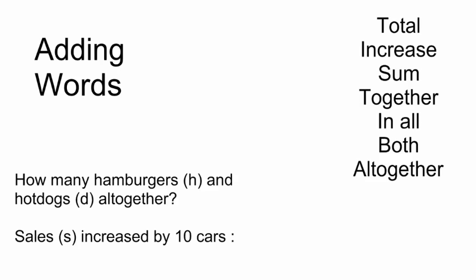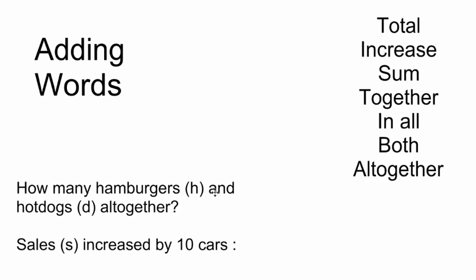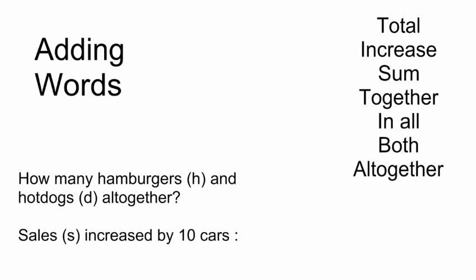So, let's look at some word expressions. How many hamburgers, which we'll use the variable h for hamburgers, and how many hot dogs, which we'll use d, all together. All together is an adding word, so we'll try to figure out h plus d. And that's going to represent how many hamburgers and hot dogs we have all together.